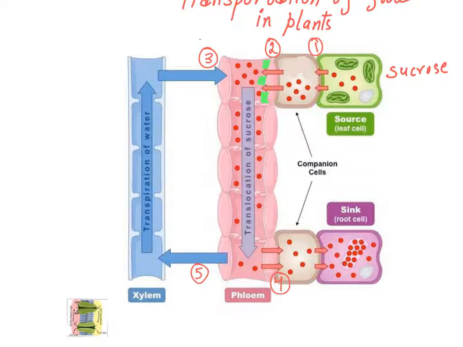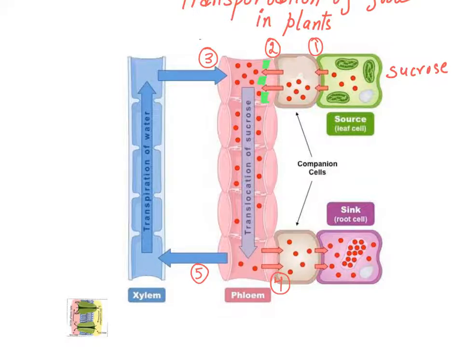So initially water entered into phloem, but when sucrose left phloem, then water also left phloem. You can see sucrose and water, they are moving in together, like here into phloem. Water is also coming and sucrose is also coming, right? When sucrose left phloem, water also left phloem, right?